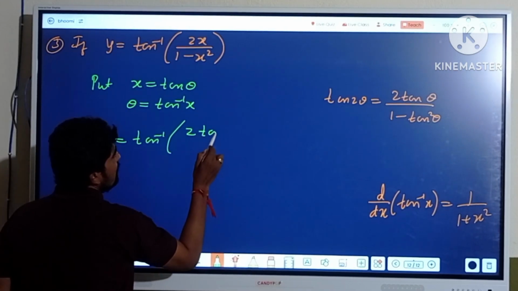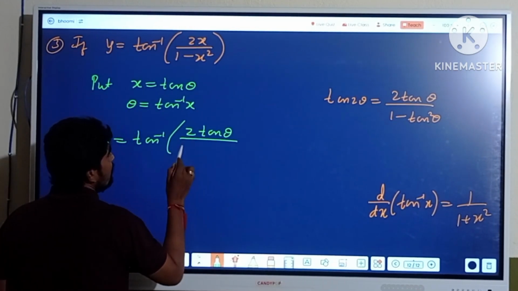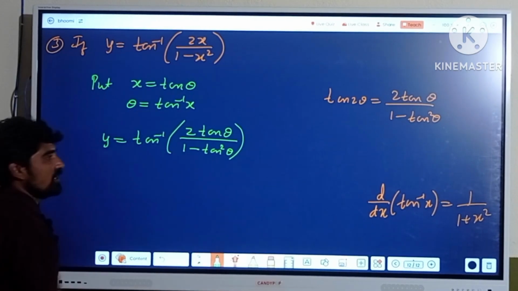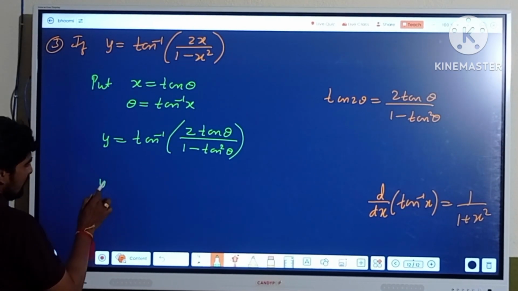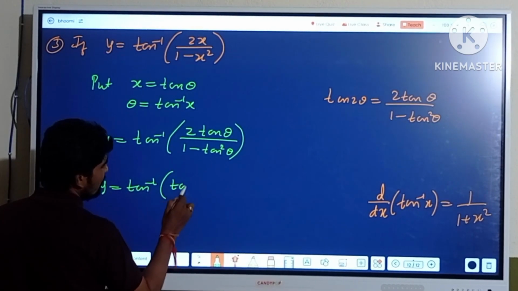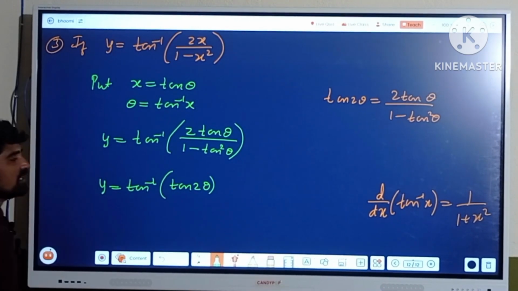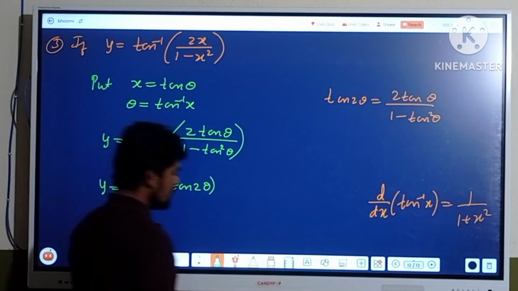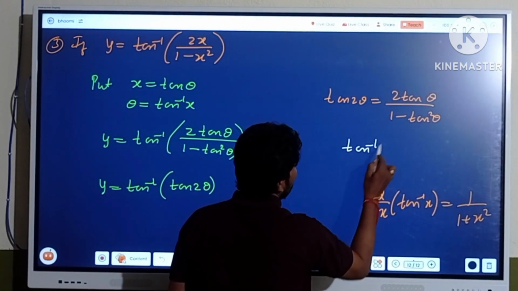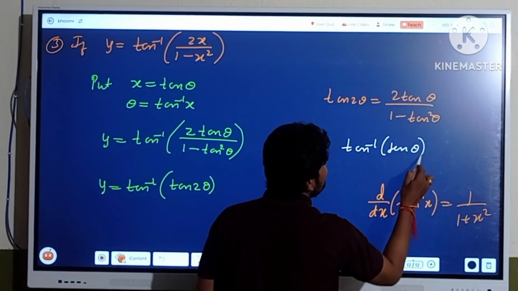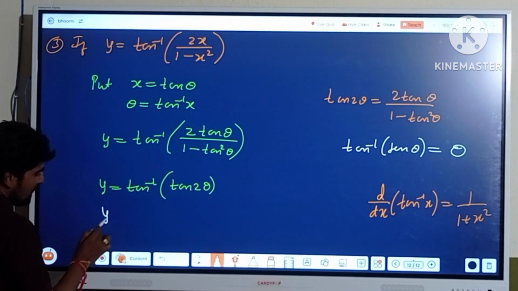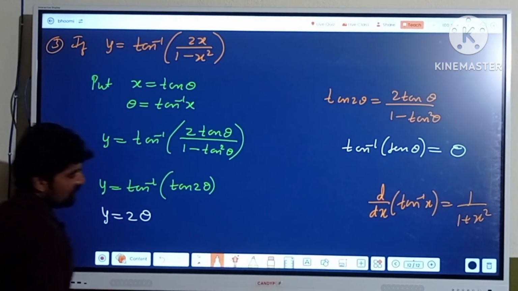Therefore, y is equal to tan inverse of 2x, where x is tan theta, divided by 1 minus x square, meaning tan square theta. So now y is equal to tan inverse of this, which is the formula for tan 2 theta. Again, by using the property of inverse trigonometric functions, tan inverse of tan of something is equal to something. Here something is 2 theta, therefore y is equal to 2 theta.